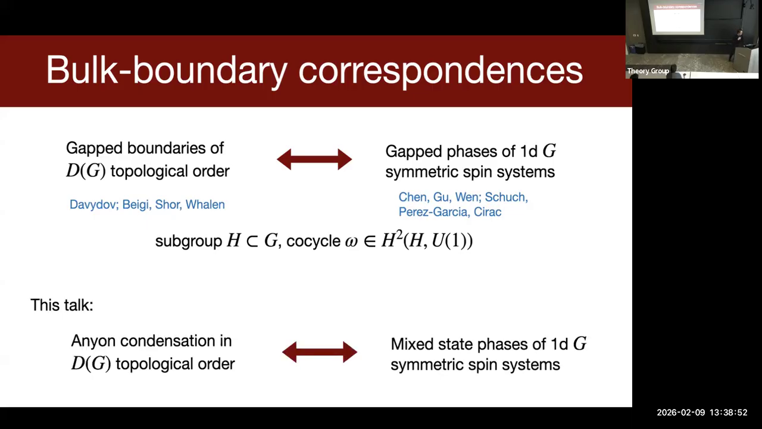And in the rest of the talk, I'll get to this other type of bulk boundary correspondence for mixed states. In this case, patterns of anyon condensation in this 2+1D topological order, this G gauge theory, will be in one-to-one correspondence with mixed state phases of 1D G symmetric spin chains.